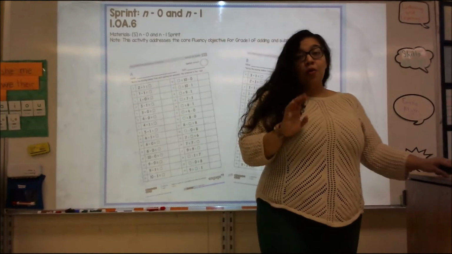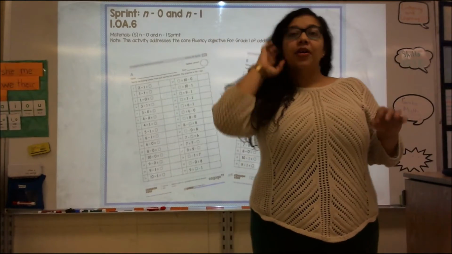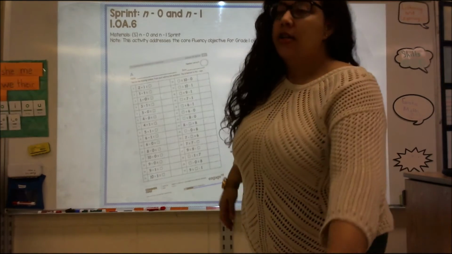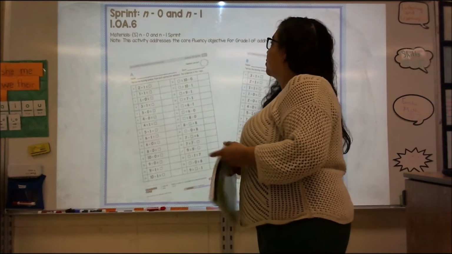Okay, yes, here we are. We're ready for math. We're in topic I. We are still subtracting. We're going to start with our fluency activity, which is a sprint. So numbers minus 0 and numbers minus 1.